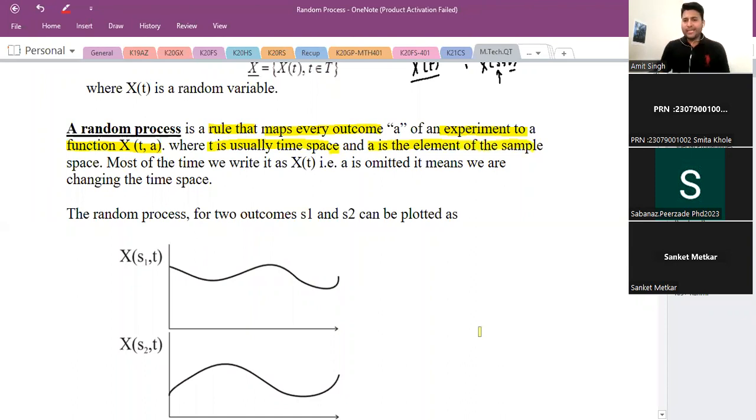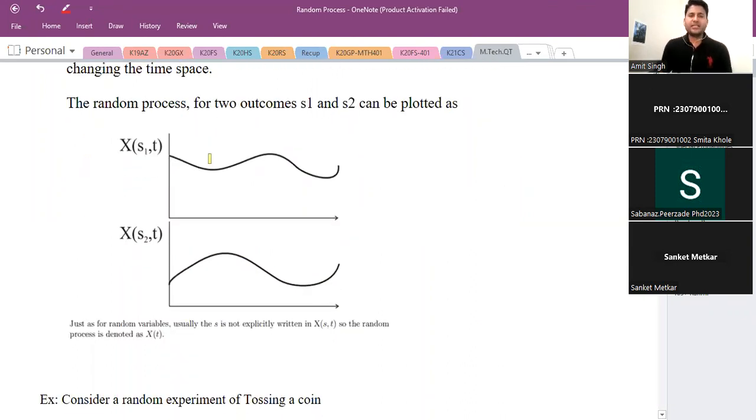Now I am taking two examples. This is the geometrical representation. So I am taking a random process X of S1 and t. What is S1? The input, or we can say a member of the sample space. The output of a random experiment is S1, and this is how it is changing as per time.